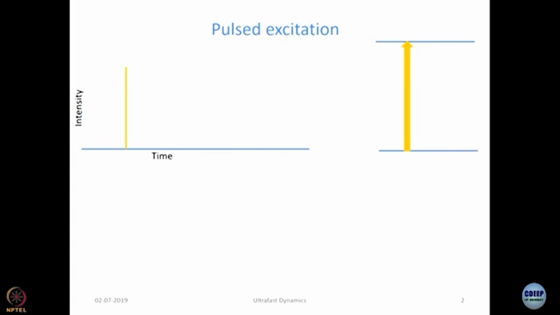goes off. What happens when the light goes off? Do all the molecules in the excited state come back to the ground state at that instant? Do you think that would happen? That would not happen. So, what happens rather is that the excited state population decays over time.